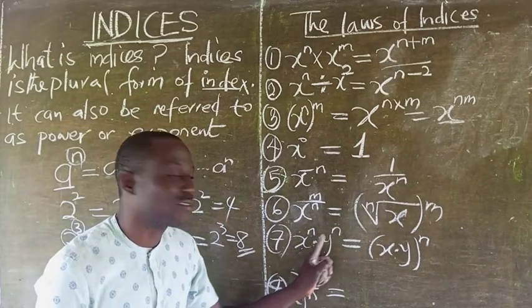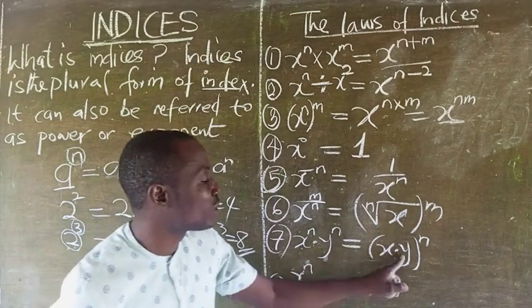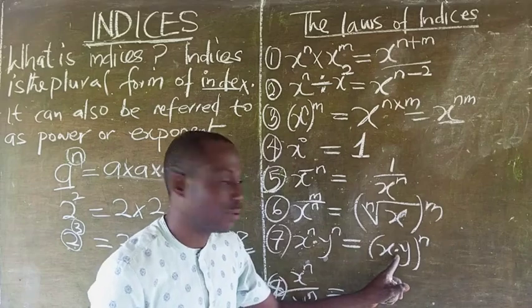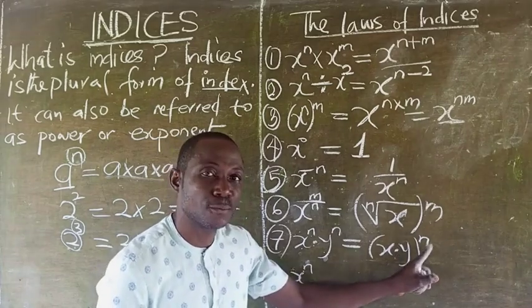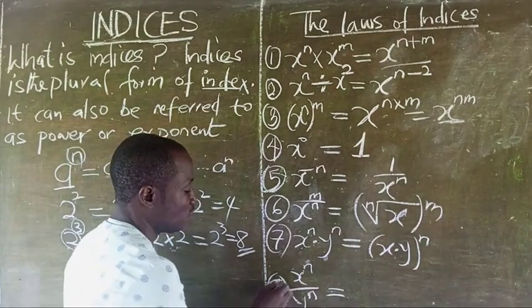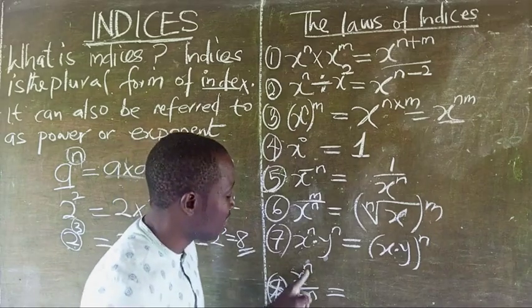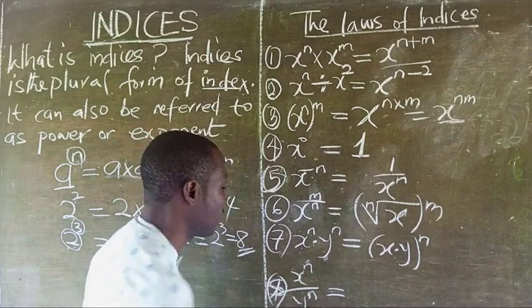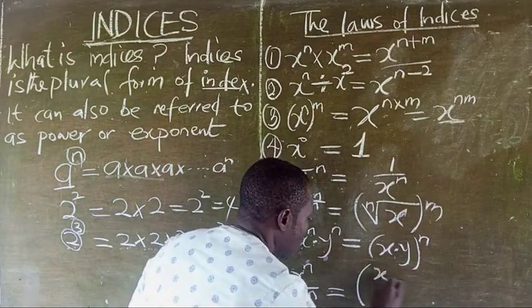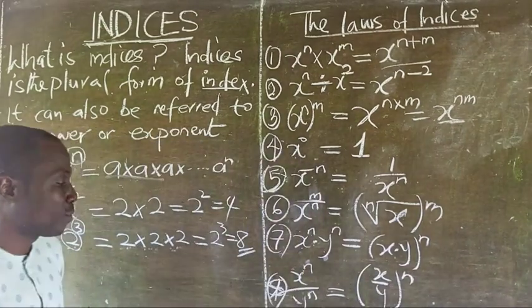x and y are raised to the same power. So what you do is to multiply the x and y, the different bases, and raise them to that singular power, the common power. The eighth one says when you divide the base over the second base and they are raised to the same power n and n, it's okay if you write x all over y raised to power n. It's very fine. You see this?